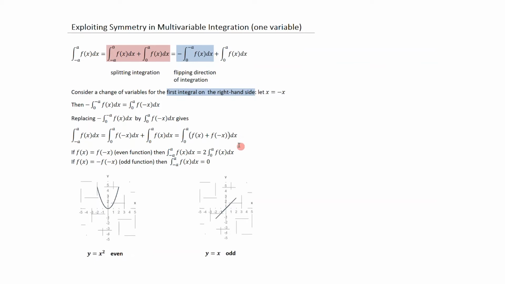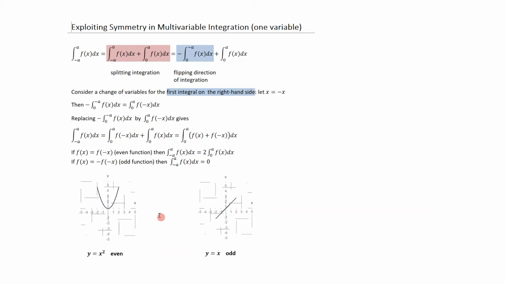So now the question is, what is the relationship between f of x and f of minus x? Well, if the two are equal, then we say that we're dealing with an even function, and under those circumstances, the integral is just twice the integral from 0 to a, f of x dx. On the other hand, if f of x is minus f of minus x, this is equivalent to saying you have an odd function, then this integral becomes 0.